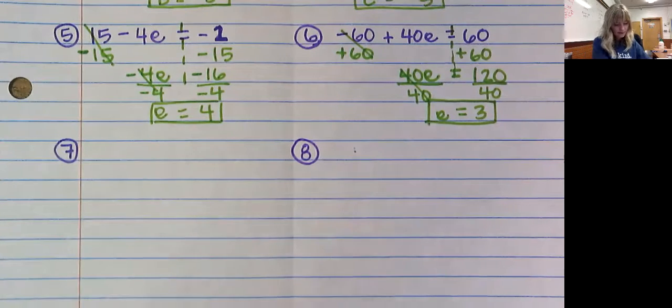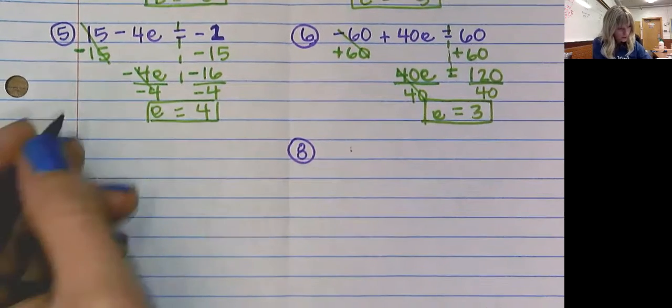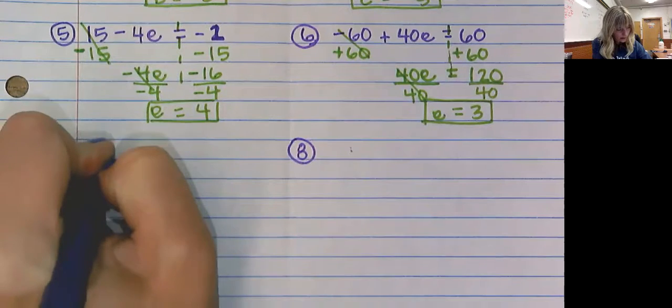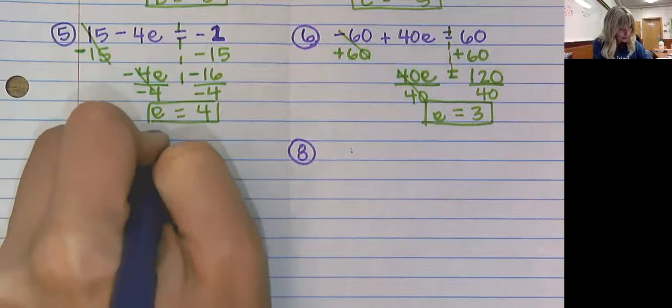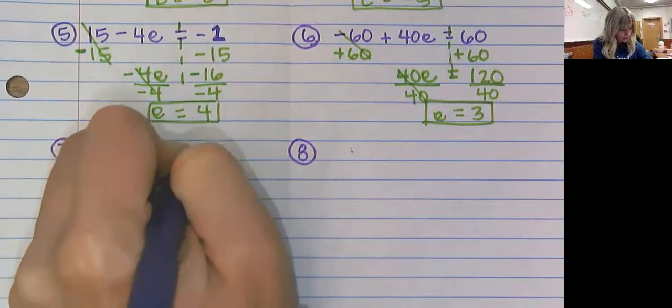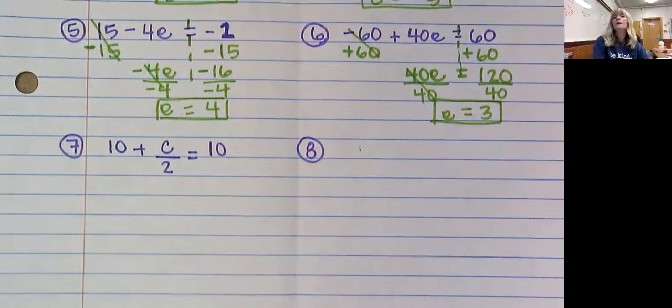Number 7. Let's try this one. This one's a little different. 10 plus C over 2 equals 10. Okay, I'm going to let you guys try it. Take a minute. Find the side with the variable and decide what you should turn to 0.